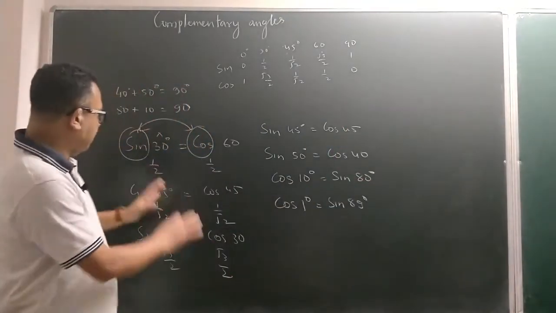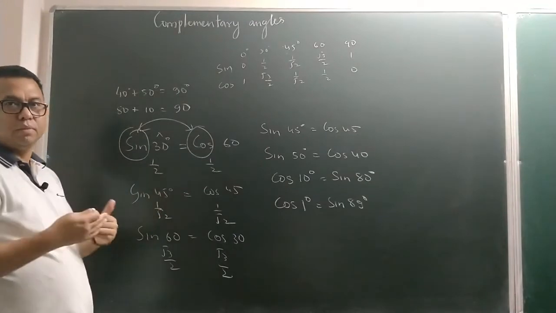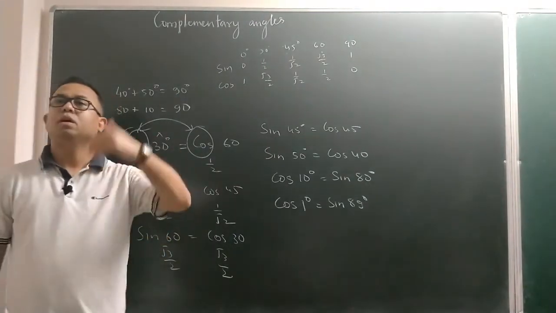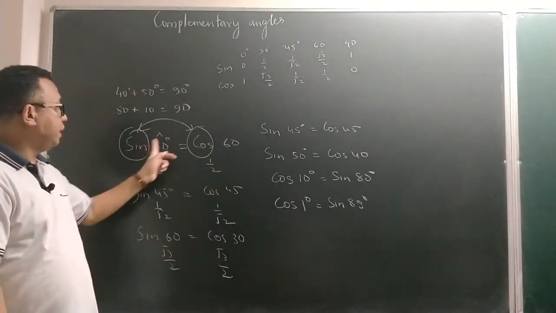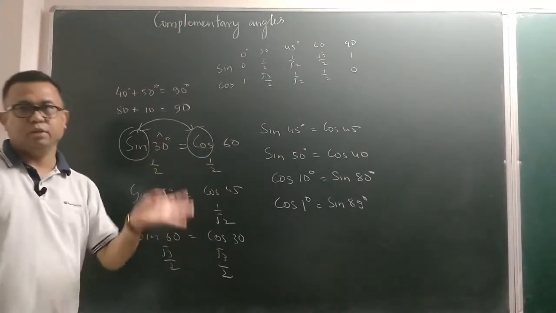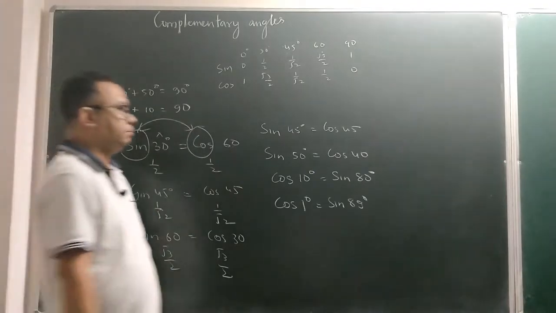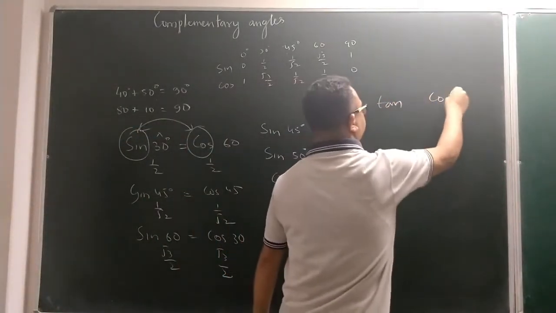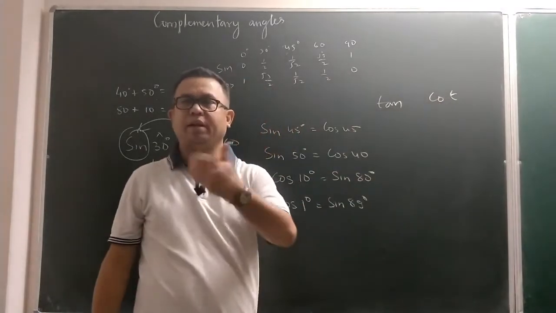That means the complementary relationship of trigonometric ratios is not only for sine and cos, it is also for the other four. Sine and cos, they are complementary. Any value of sine you can write in terms of cos. Similarly, tan is complementary with cot. Any value of tan, if I give you, you can tell me the value of cot.